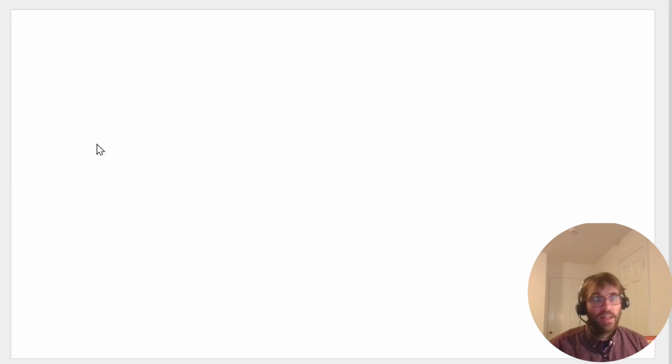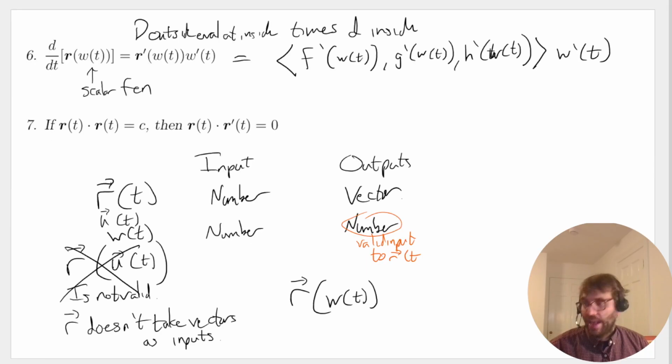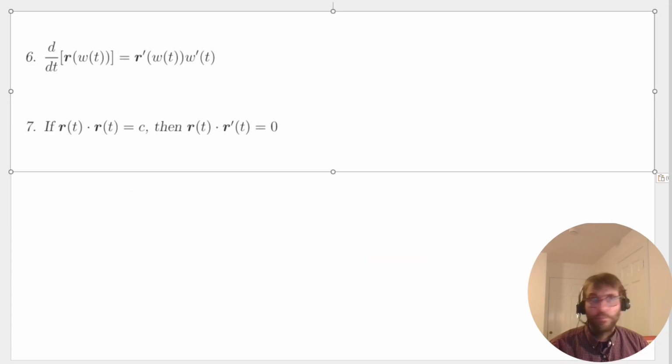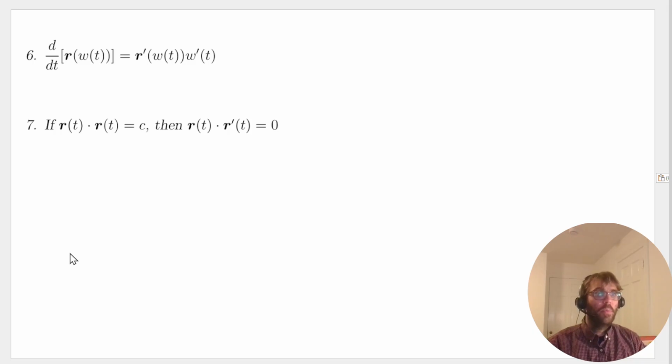I'm going to go to a new slide to do that next one. I'm going to come back and actually copy what I had here so I can put it onto this next slide. Because number 7 is a little bit weird. If a vector has constant length, then it turns out it's always going to be perpendicular to its derivative.